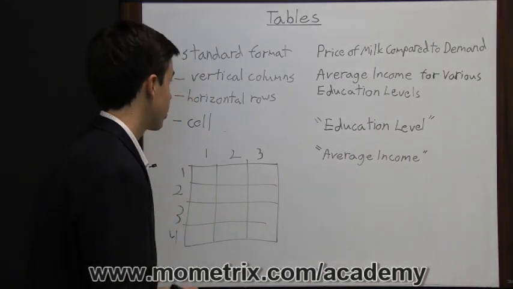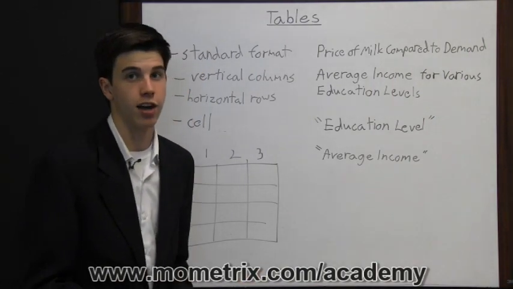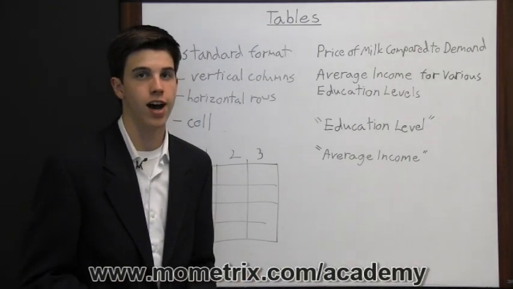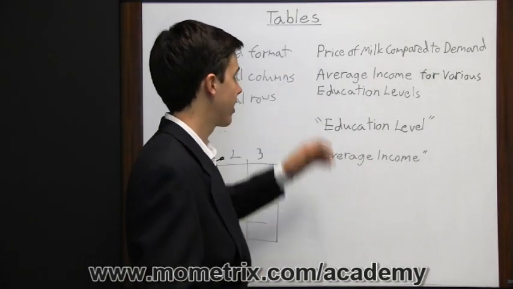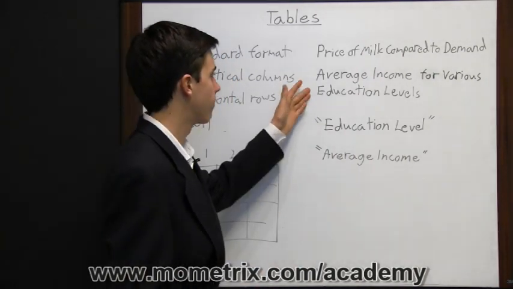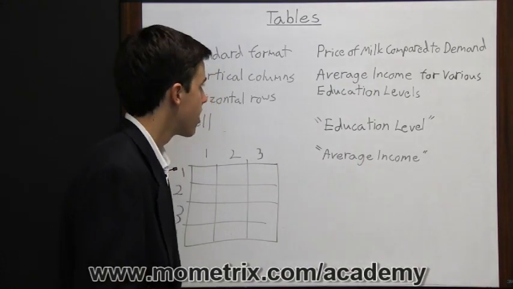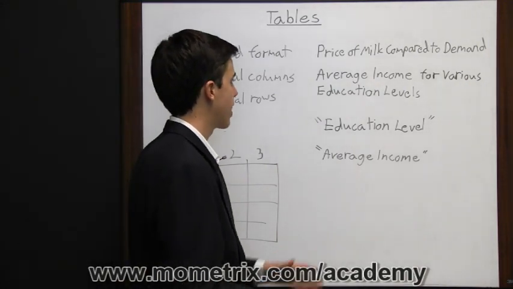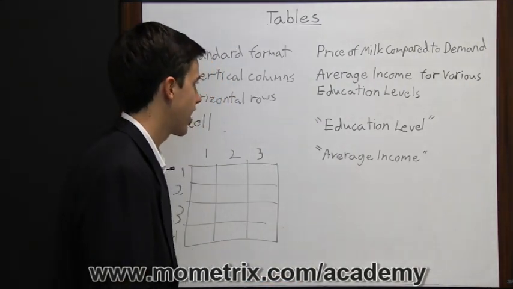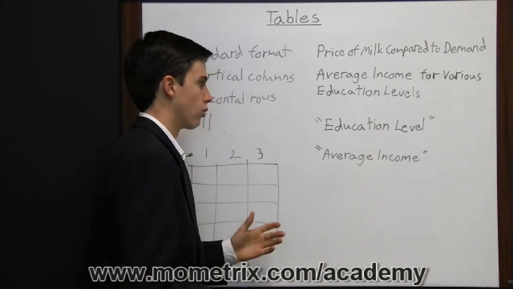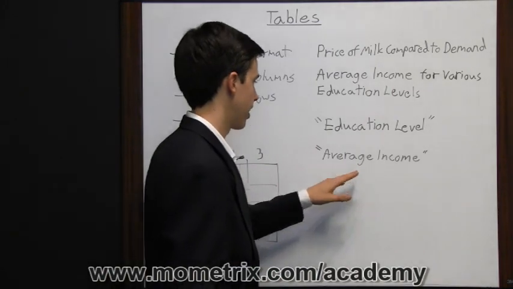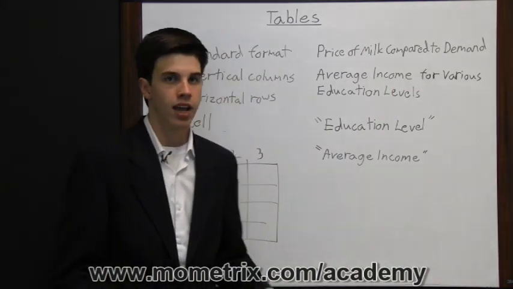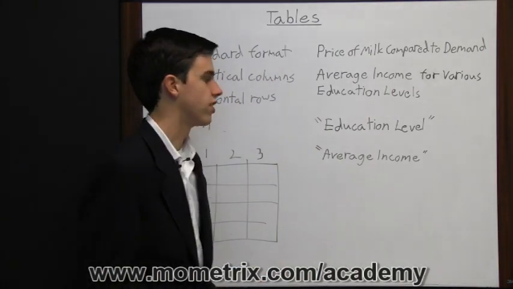And then a table is generally going to have some kind of title that helps the reader quickly identify what the table is going to be about. So it could be something like price of milk compared to demand, or average income for various education levels. If the title of the table was average income for various education levels, then the rows might be labeled education level and the columns might be labeled average income. And that would help determine what goes in the cells.